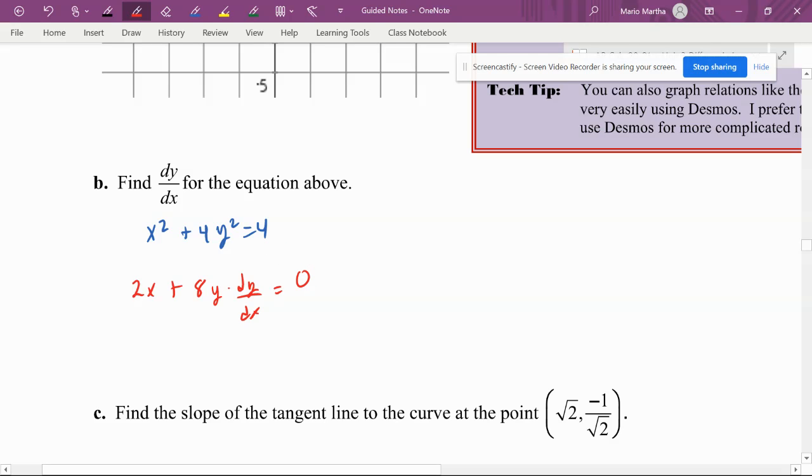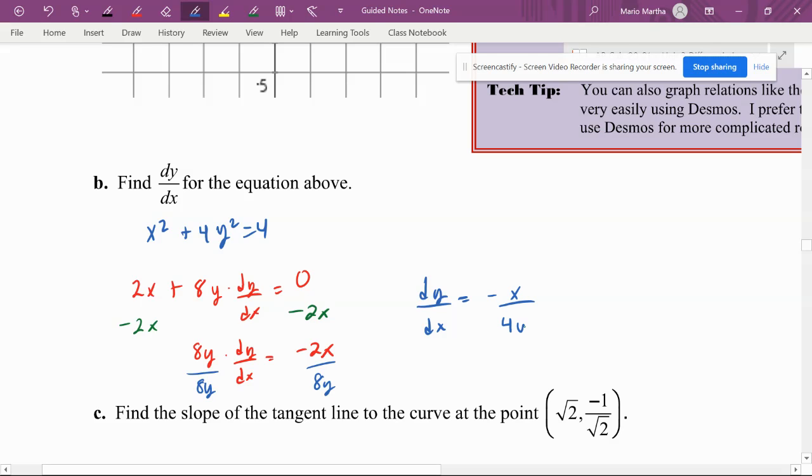All right. So now we're going to move anything that doesn't have dy dx to the other side. So subtract 2x from both sides. And you have 8y times dy dx equals negative 2x. And then lastly, we're going to divide both sides by 8y to find our dy dx. And we end up with dy dx equals negative x over positive 4y.